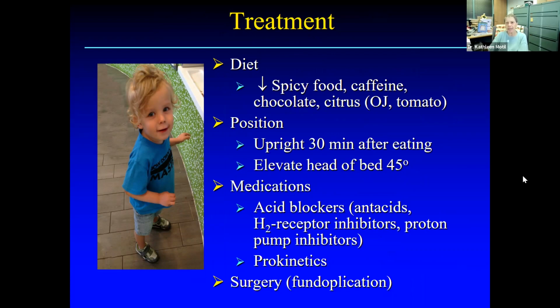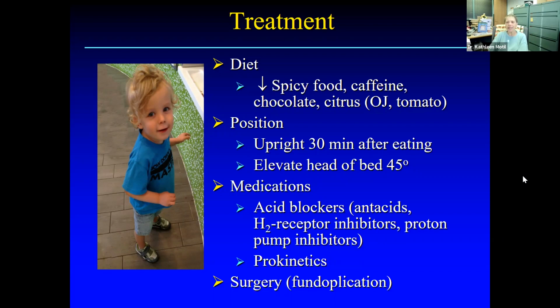With respect to the diet, we want our families to stay away from spicy foods, anything that has caffeine in it, so coffees, teas, chocolate, stay away from, and certain citrus foods, so things that have orange juice in them or things that have tomato in them can sometimes aggravate reflux.